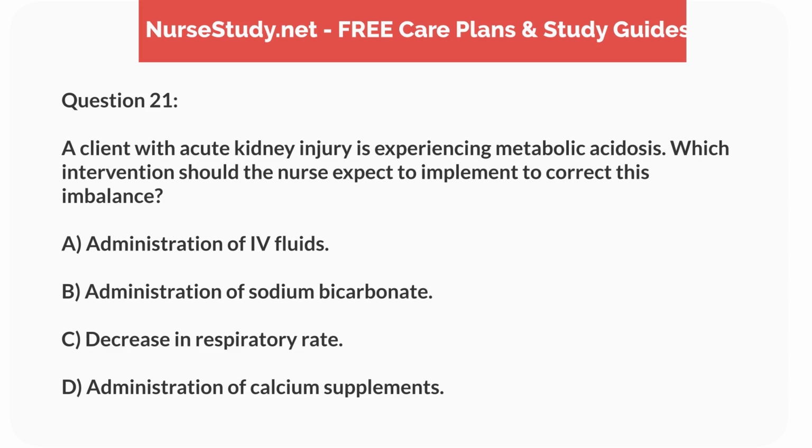Question 21. A client with acute kidney injury is experiencing metabolic acidosis. Which intervention should the nurse expect to implement to correct this imbalance? A. Administration of IV fluids. B. Administration of sodium bicarbonate. C. Decrease in respiratory rate. D. Administration of calcium supplements.